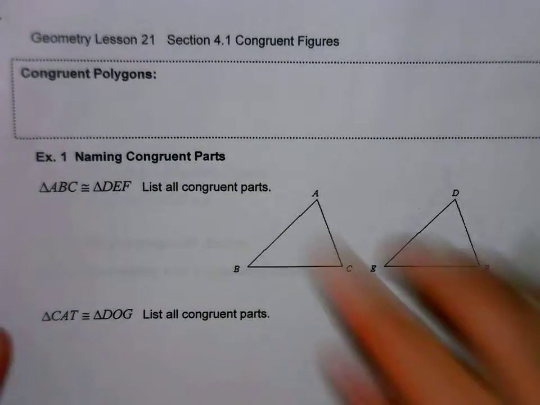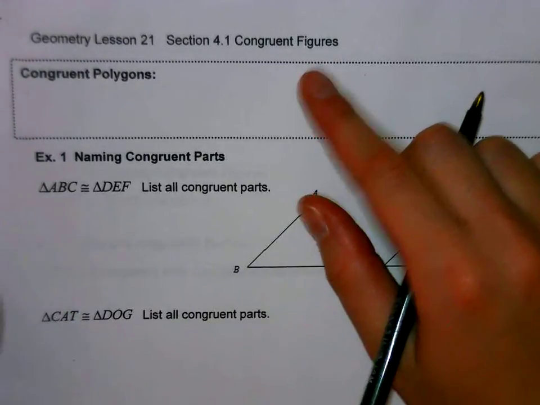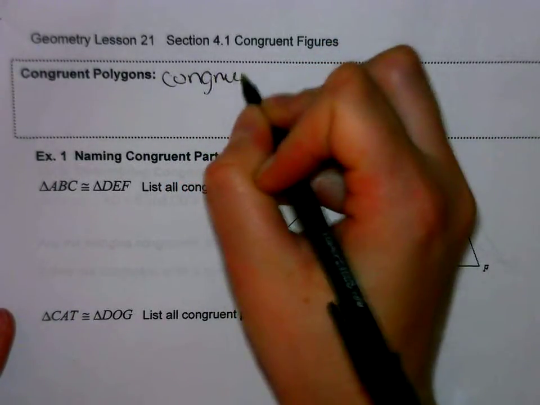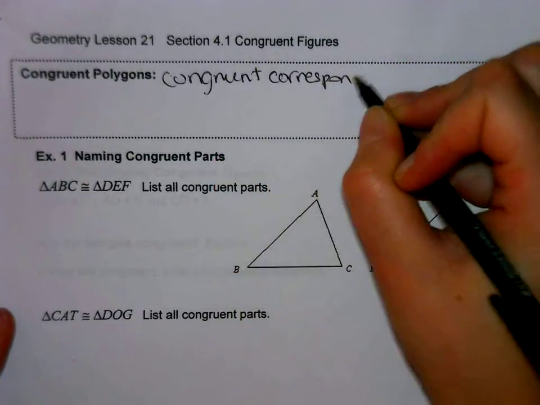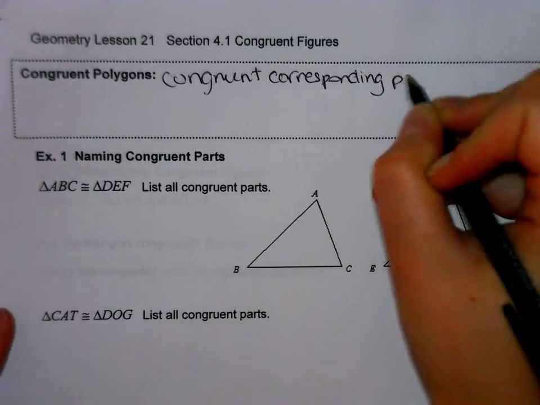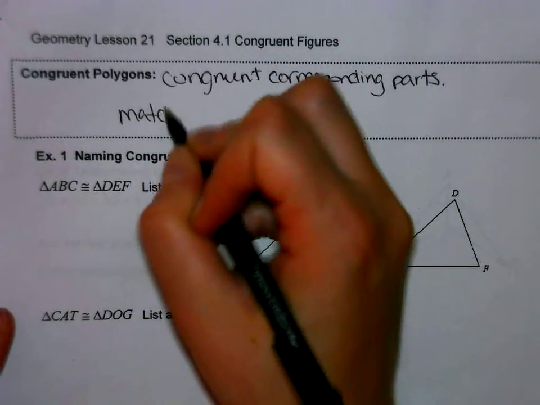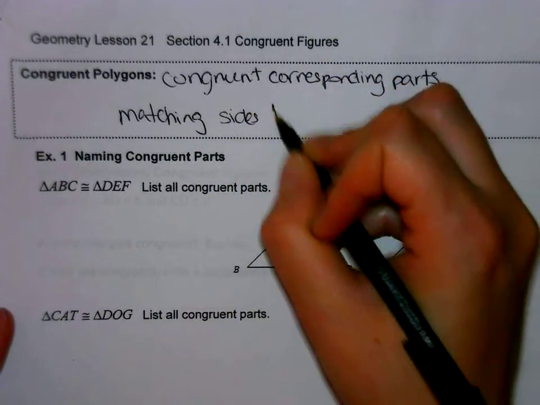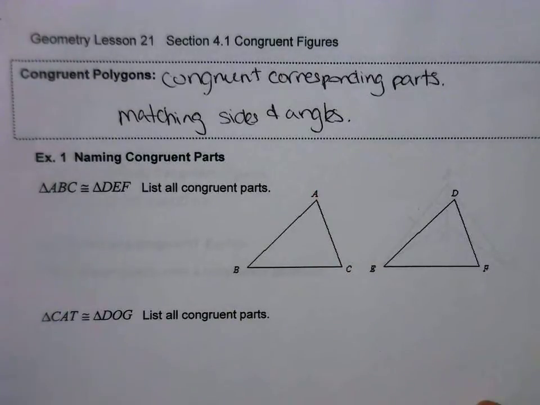Today we are going to be looking at congruent figures, and we're going to start with looking at what congruent polygons are. Congruent polygons have congruent corresponding parts, which means that they have matching sides and angles. So let's take a look at example 1.